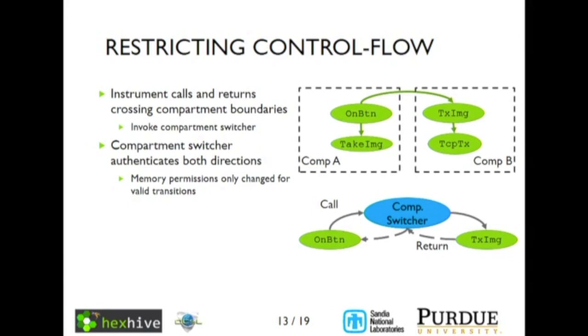So essentially, what will happen is this call will only be allowed to call a specific function in the other compartment. And the compartment switcher, after authenticating the call or return, will switch the memory protection unit's configuration to enable the memory for the compartment that's being entered to be accessible.